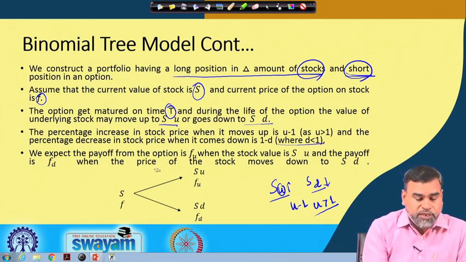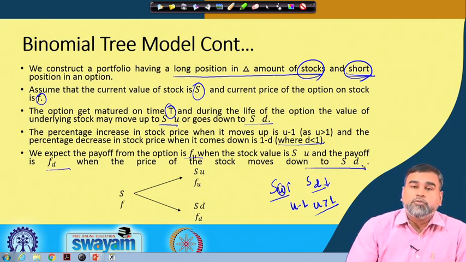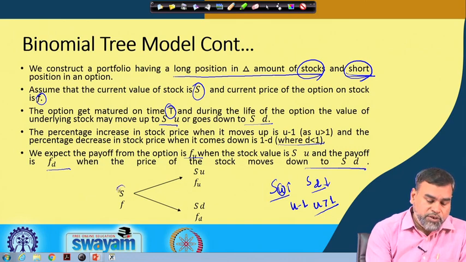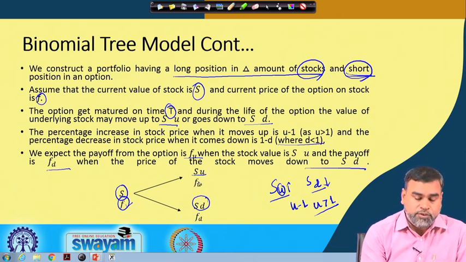So, if the stock price becomes SU, we are finding the option price is FU, and the payoff is FD when the price moves down to SD. So, these are the notations we are going to use. If I explain in this way, the price was S, it can go up to SU or it can go down to SD. Here is the F that we are trying to find out. Whenever it is going towards SU, the payoff will be FU, and whenever it is going down to SD, the payoff will be FD.